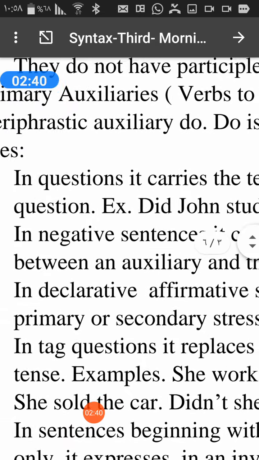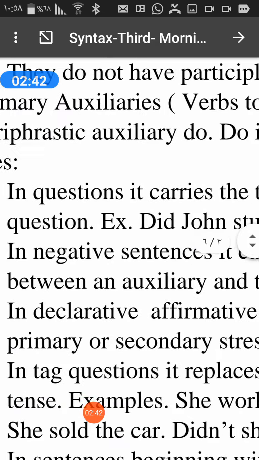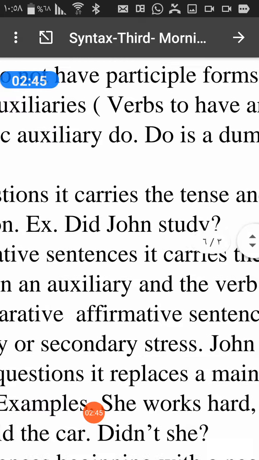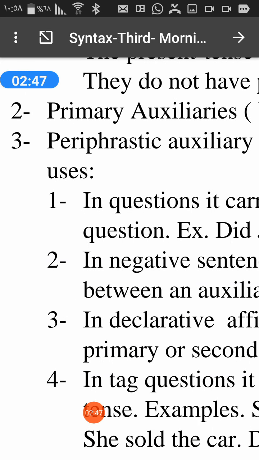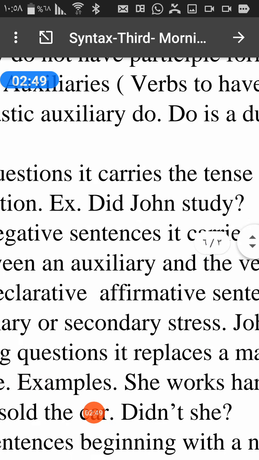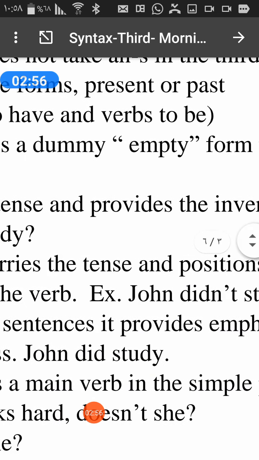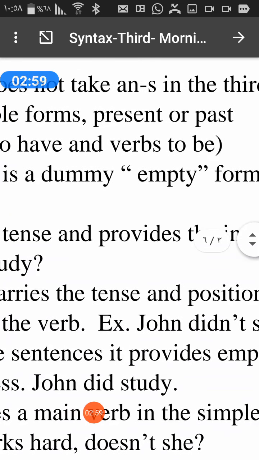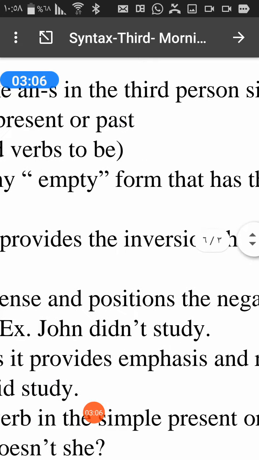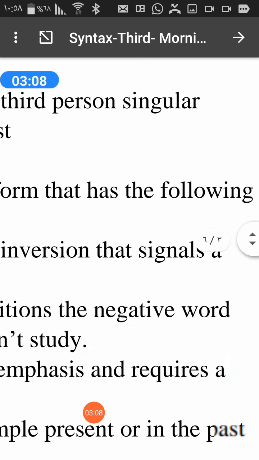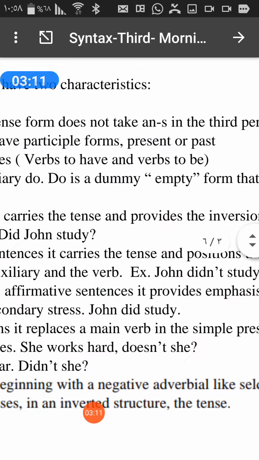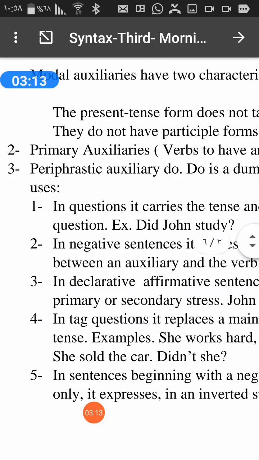Third type of auxiliaries are periphrastic auxiliary do, يعني verb to do. It is called in English grammar periphrastic auxiliary, or sometimes it is called do. What is the auxiliary do? Do is a dummy or empty form. الفعل do هو عبارة عن شكل نحوي dummy أي لا معنى له, empty or dummy بمعنى meaningless, does not have any meaning, and it has the following uses.